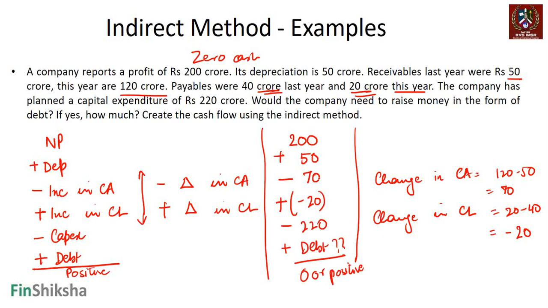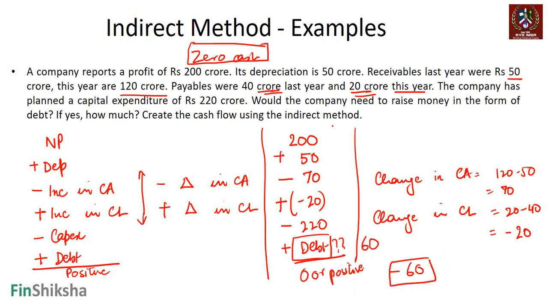That's 250 minus 70, that's 180, minus 20, that's 160, right? And 160 minus 220 is minus 60. So if the company raises no debt, then they will end with minus 60 as cash flow. Assuming they started with zero cash, this situation is not possible. So the debt raised has to be at least 60 crores. Correct? The debt raised has to be 60 crores.